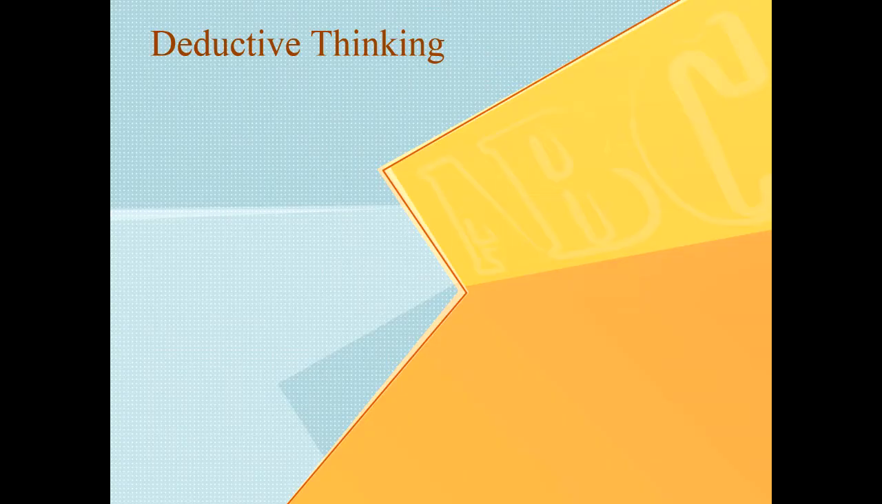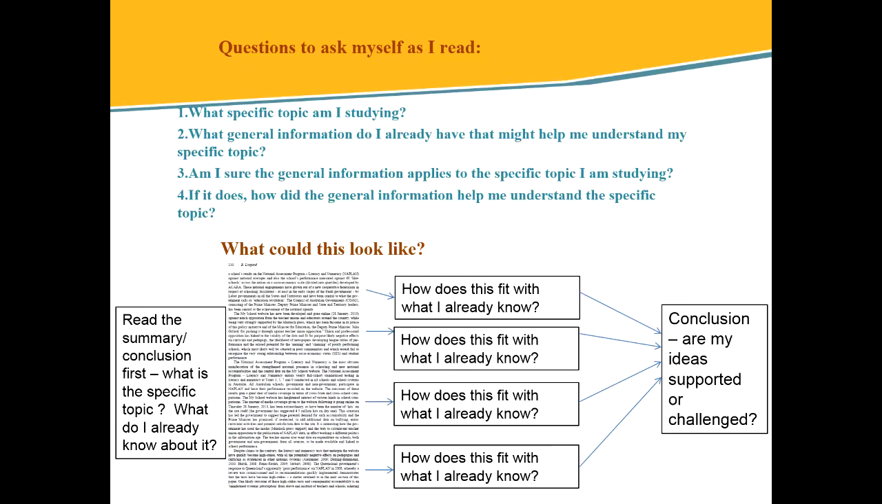So deductive thinking, it's again a little bit different. You've got the questions that you need to ask yourself. What specific topic are you studying? What general information do you already have that might help you understand the specific topic? Are you sure the general information applies to the specific topic that you're studying? And if it does, how did the general information help you understand the specific topic?